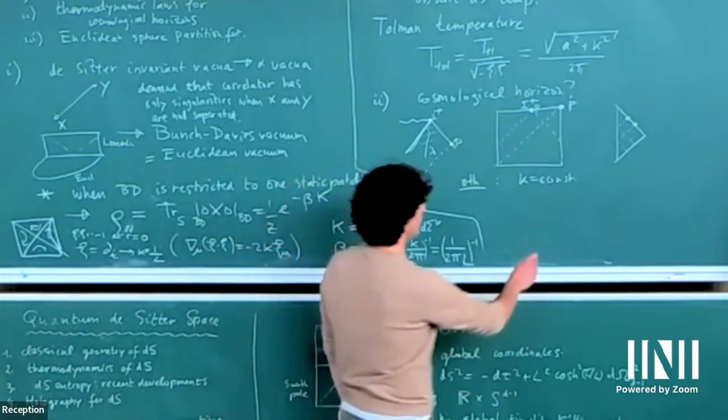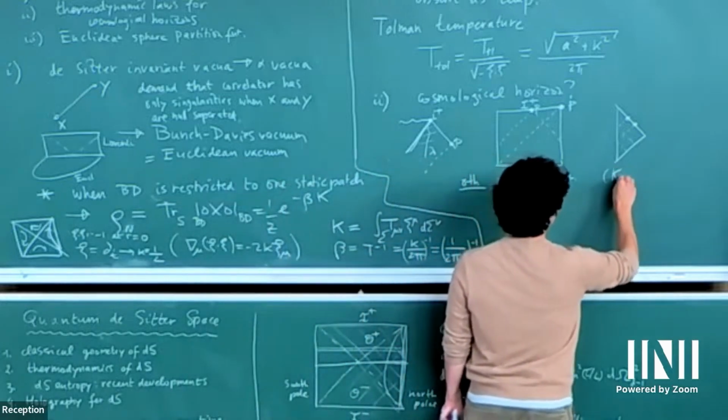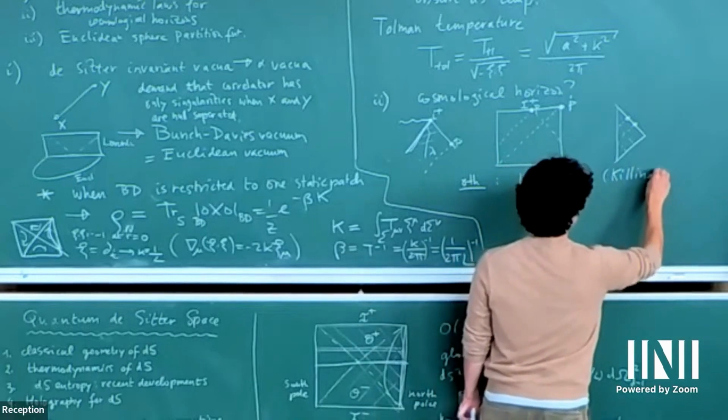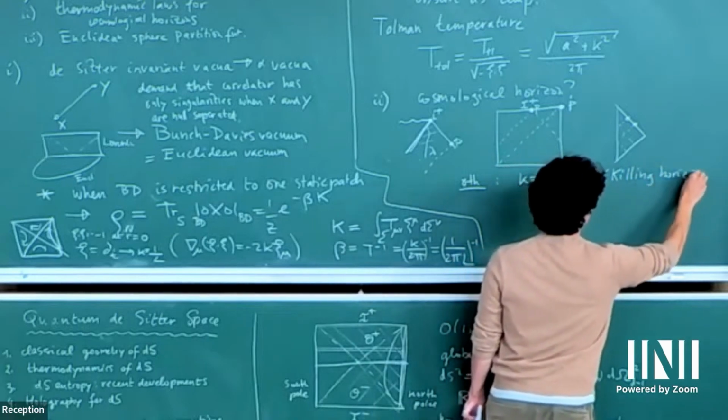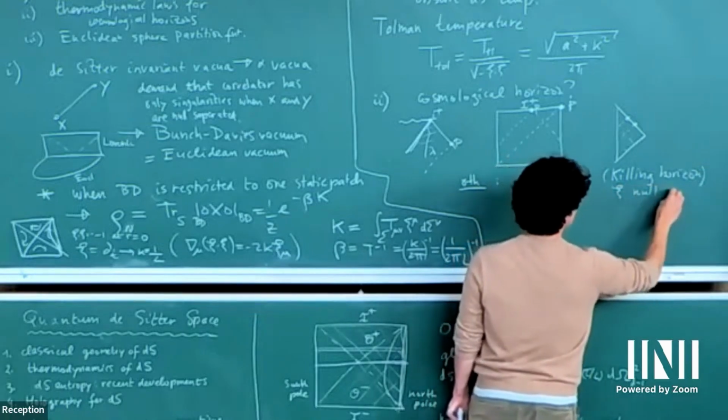Yeah, so that's actually important also here. So this applies only to Killing horizons, or stationary horizons. So psi is null. This means that psi is null on the horizon.